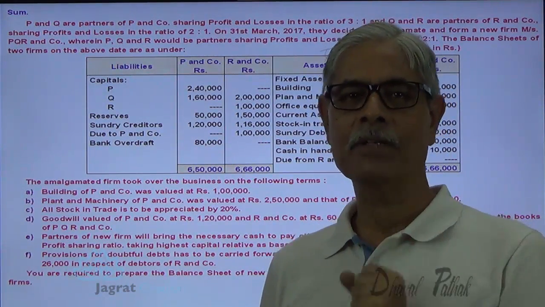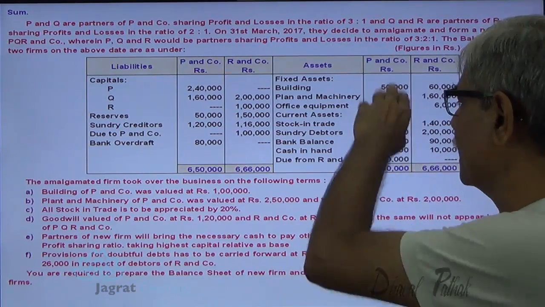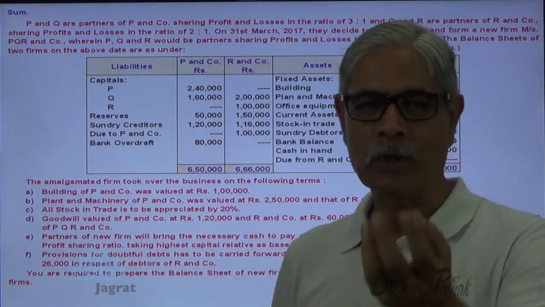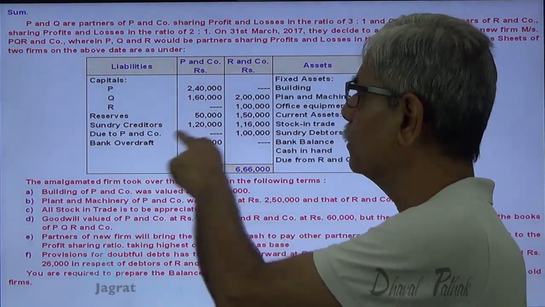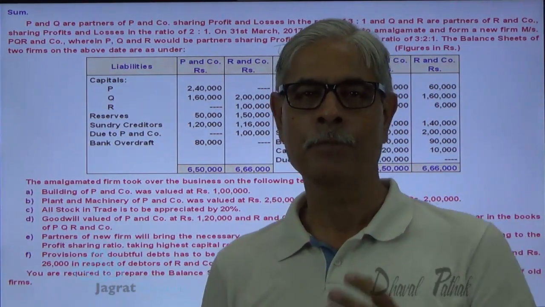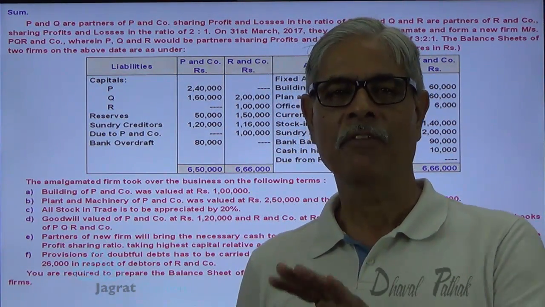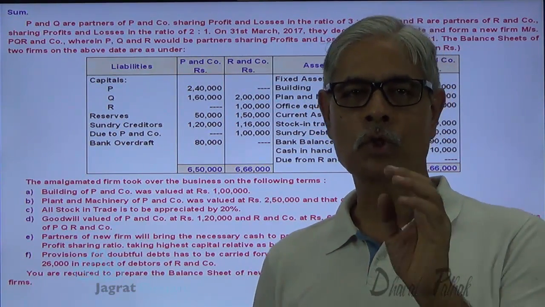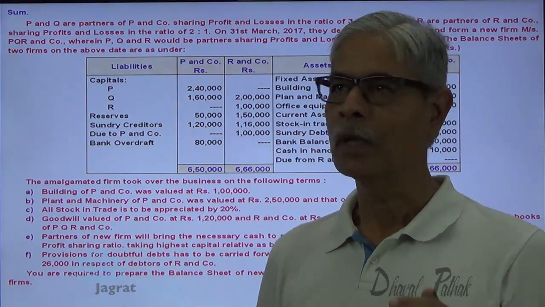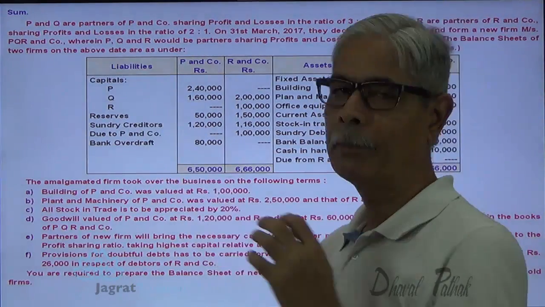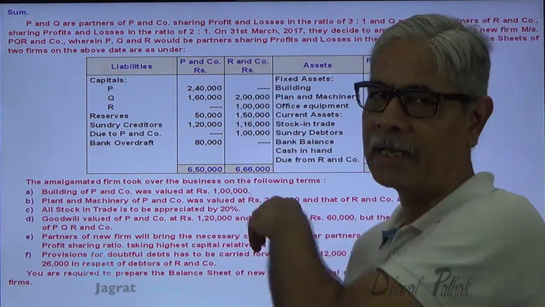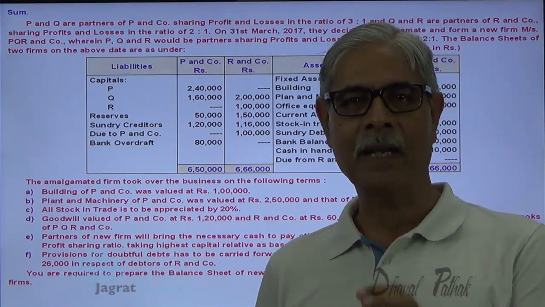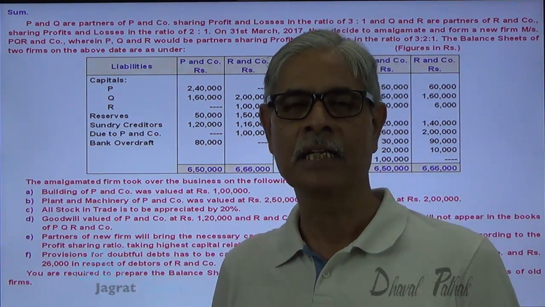So when the amalgamation takes place, this receivable and this payable will be purchased, and they will mutually be cancelled after amalgamation of the firm. First, the new firm, PQR firm, will purchase the business of P and Company and R and Company, and after amalgamation, the mutual indebtedness will be cancelled.